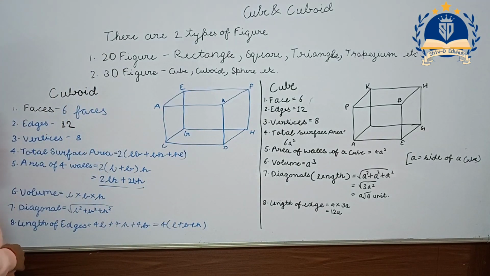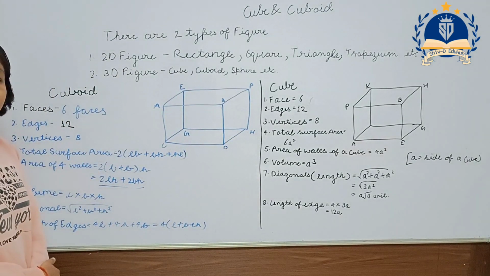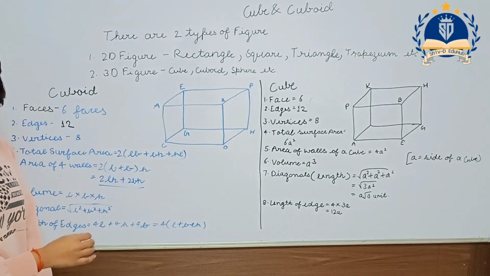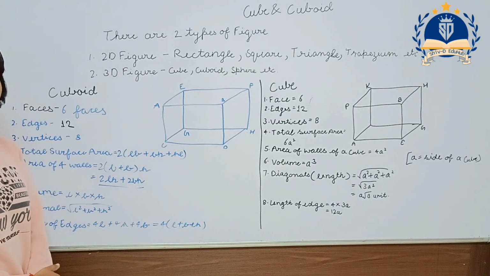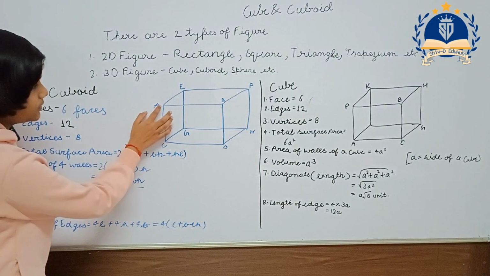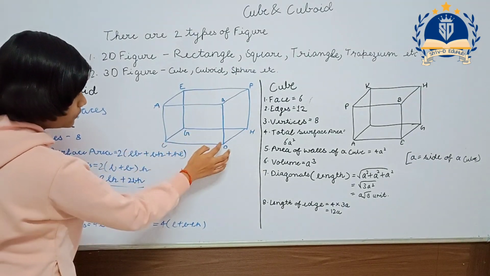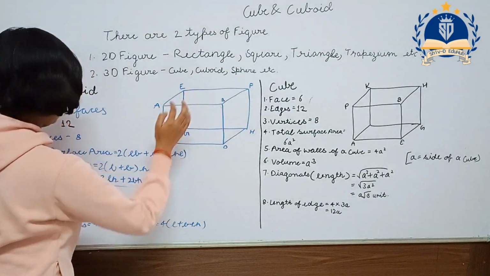And vertices. There are 8 vertices. What is a vertex? Where three faces meet, it is called a vertex. 8 vertices. 1, 2, 3, 4, 5, 6, 7, 8.